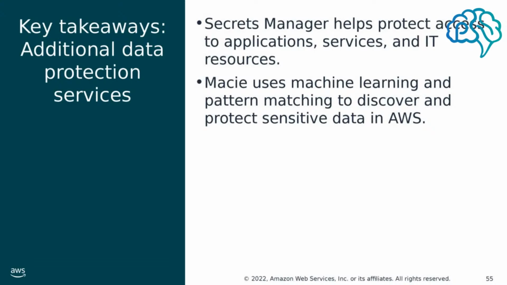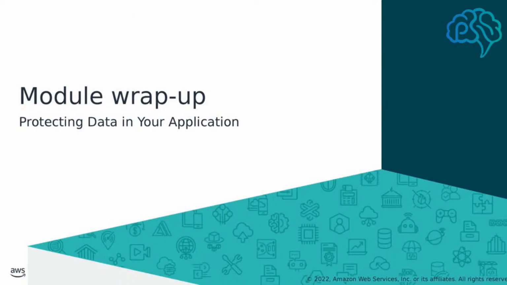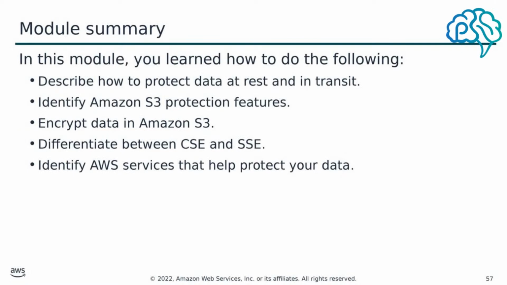So the key takeaways for this would be that Secrets Manager helps protect the access to applications, services, and resources. And then Macie is an ML and pattern matching service that protects sensitive data. So let's go ahead and wrap up this section here and talk about what we covered. We talked about S3 protection, encrypting data in S3, and how to differentiate between CSE and SSE, and identify AWS services that help you protect your data. So really, that's it in a nutshell.